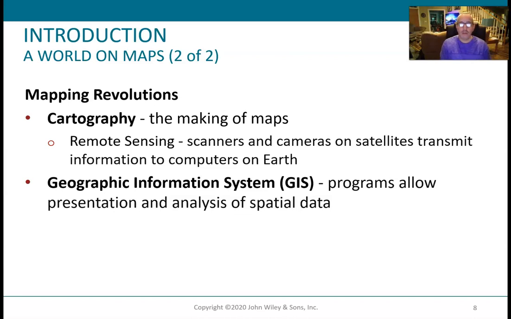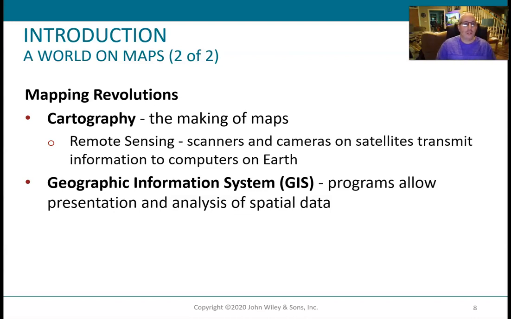In the very old days, before any kind of technology, they basically did it from memory. They would go observe a place, they would somewhat measure it in some capacity, and they would come back and they would draw maps. And it's amazing how accurate some of these maps were considering the technology they had at the time. So cartography in general is the making of maps.